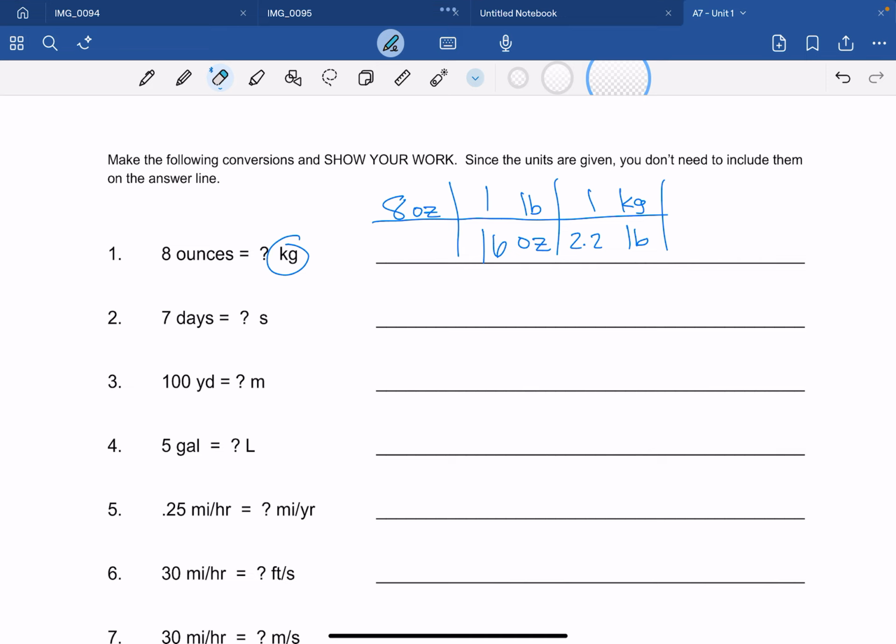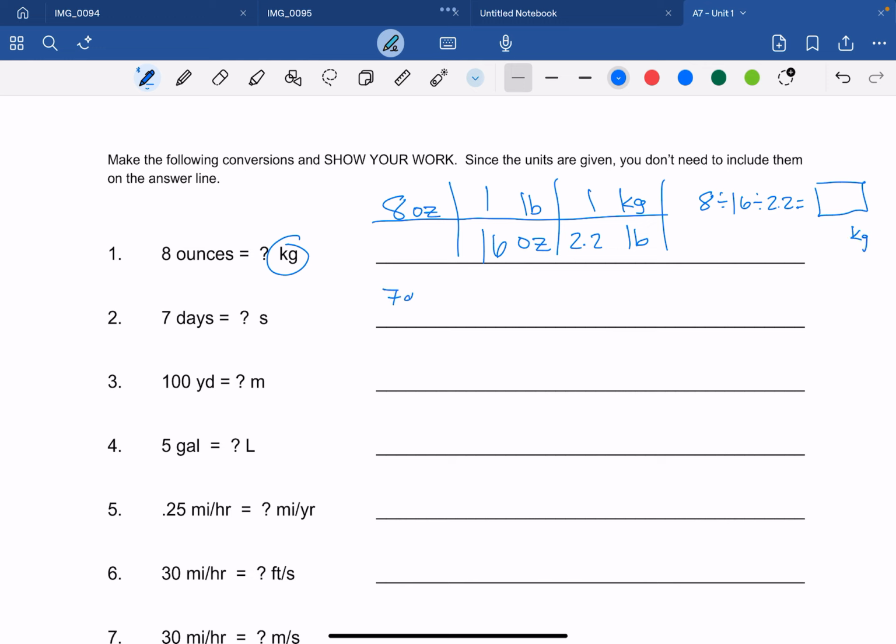We're going to leave it. So in your calculator, you would go 8 divided by 16 divided by 2.2, and you would get your answer. And that would be in kilograms.